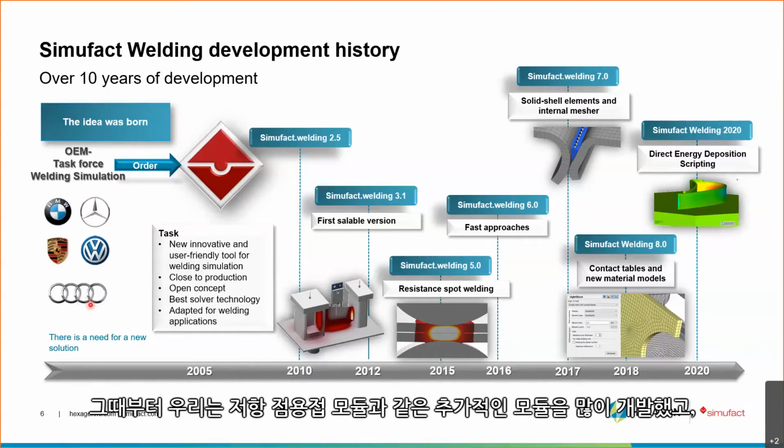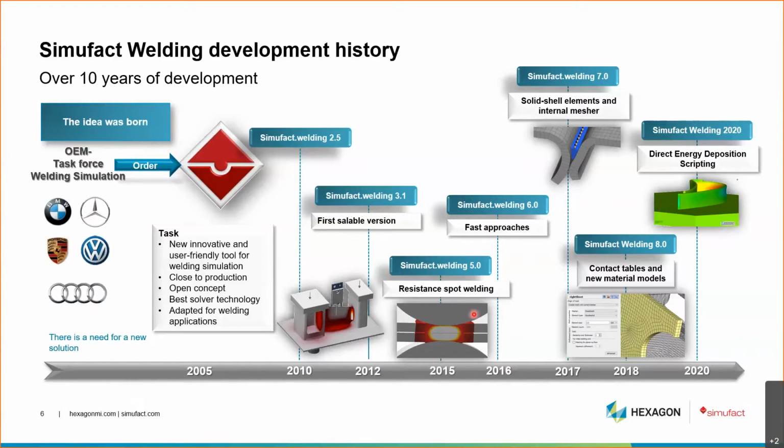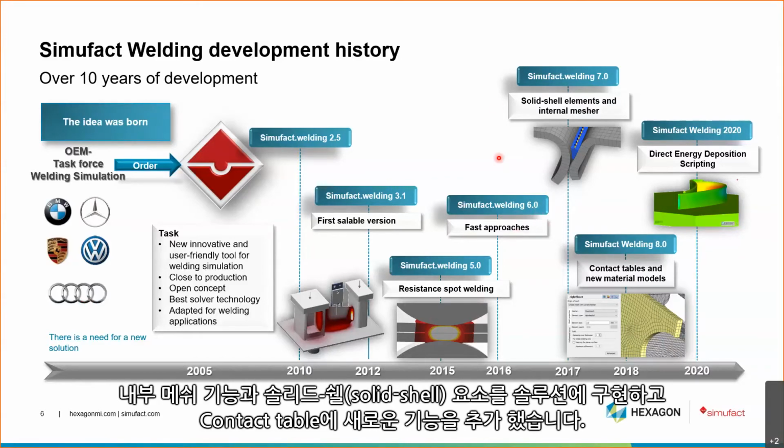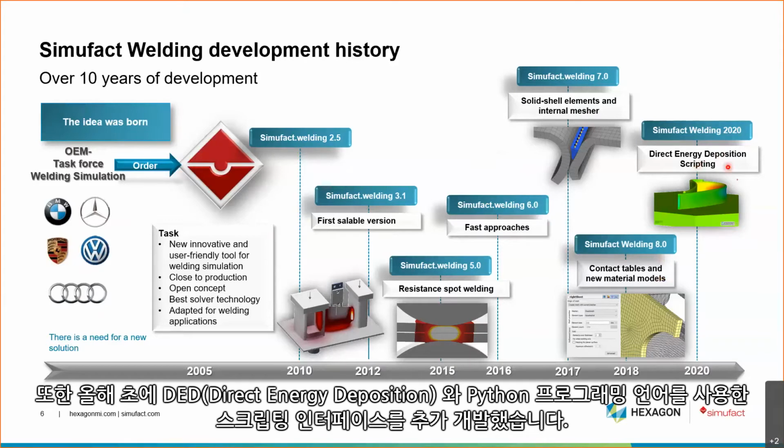From then on, we have developed a lot of additional things and modules, like the resistance spot welding module, and added some fast approaches. I will talk about them a bit later. We implemented solid shell elements into our solution, as well as some internal measures, and went for new material models and contact tables. Finally, with the last release at the beginning of this year, we went for direct energy deposition and also a scripting interface using the Python programming language.